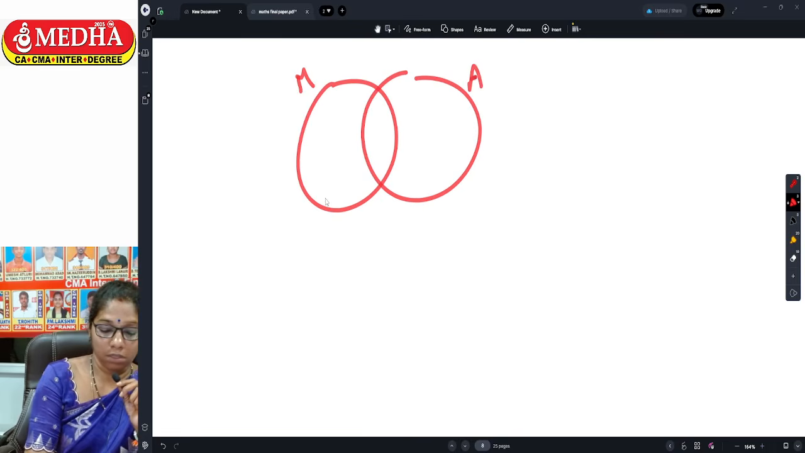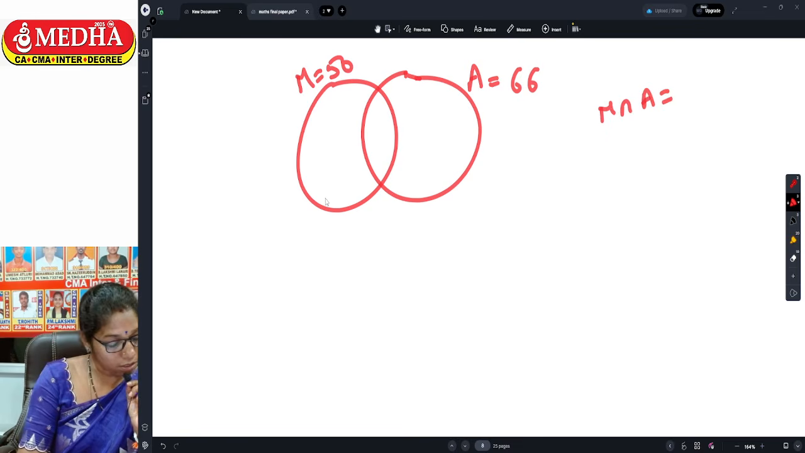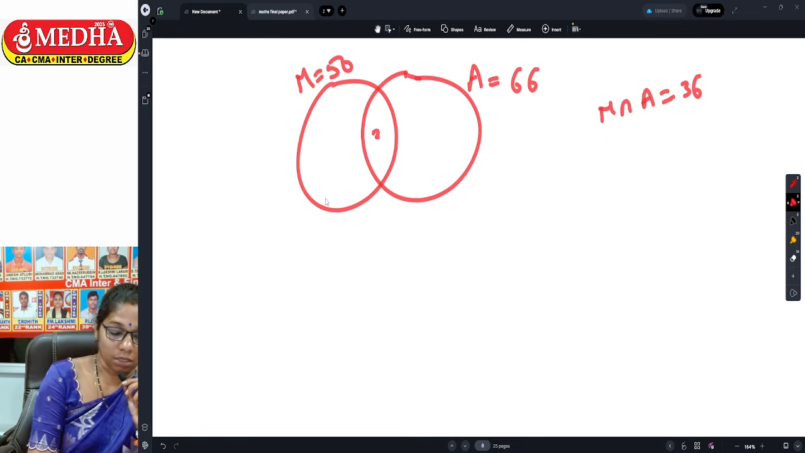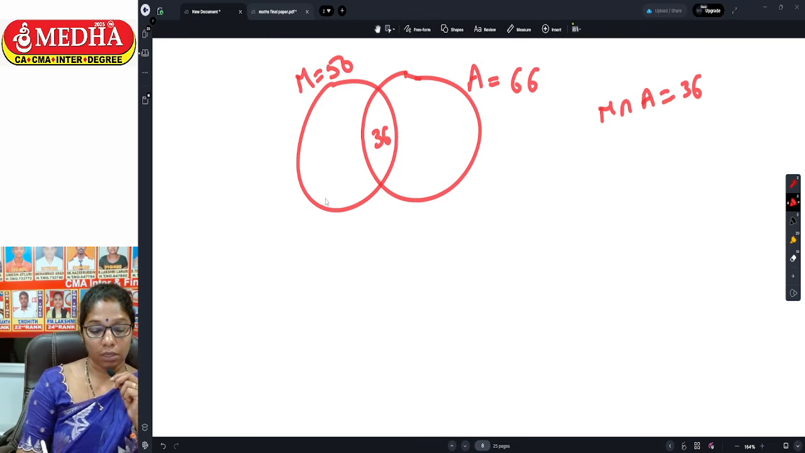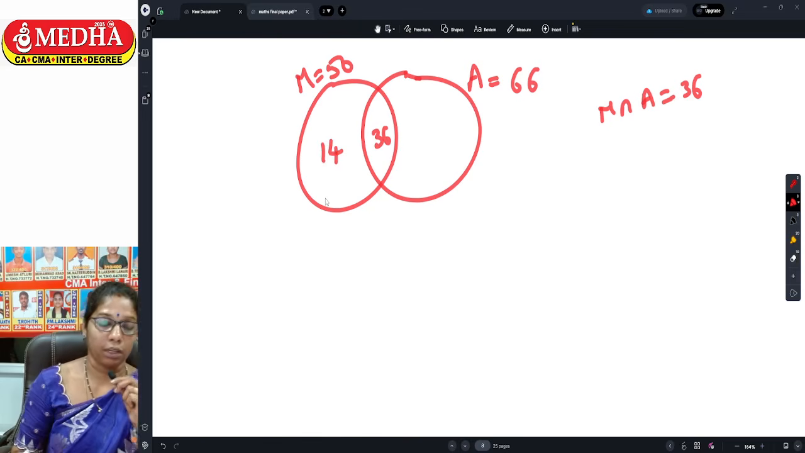Maths and accountancy. Maths, how many students like maths? 50 students and 66 accountancy, and both maths intersection accountancy, that is equal to 36. So 36 students like both maths and accountancy. So finally maths is 50. 50 minus 36 is 14.